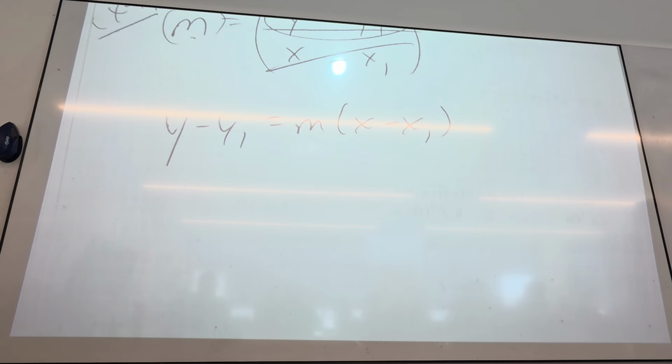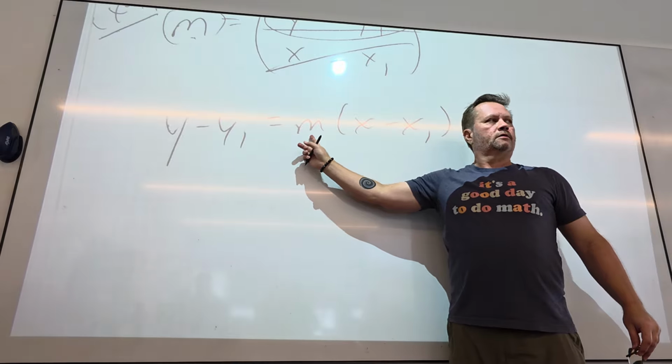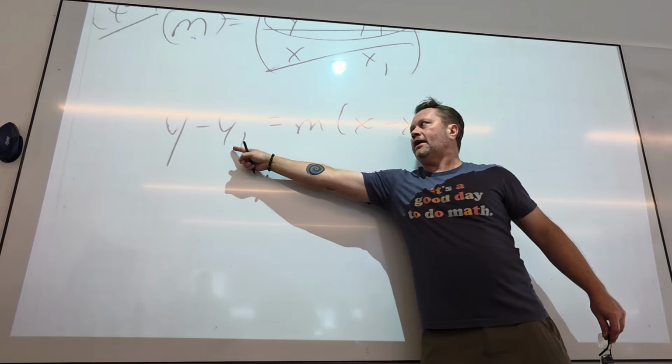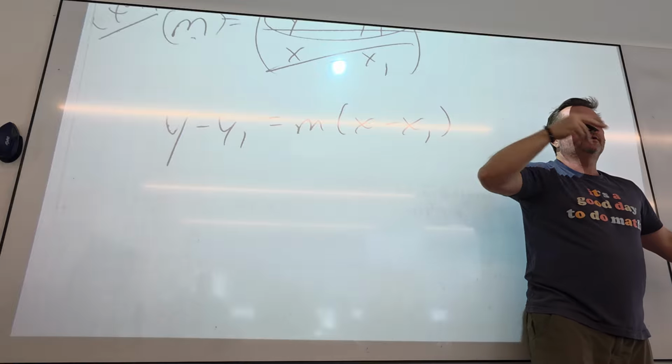So y equals mx plus b. What's the b? The y piece of the y-intercept. So in order to use that equation, I have to know the y-intercept. What do I need for this equation? I need the slope, and I need a point, the x and y. Any point. It doesn't have to be the y-intercept. It could be any point.